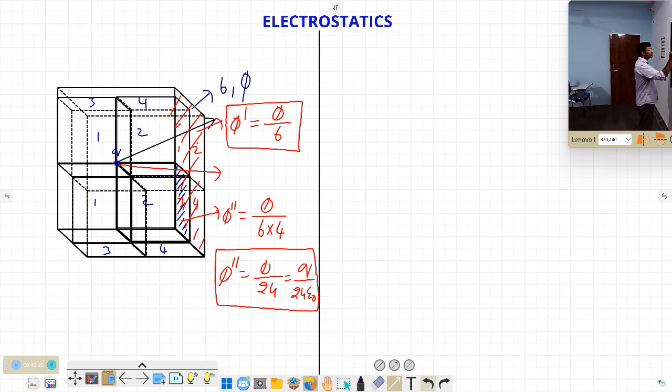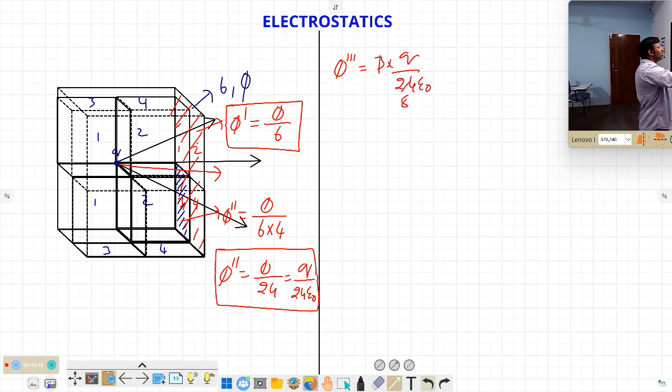First face, second face, and fourth face. Electric lines will pass like this. And across the third, the charge is already on the surface, along the surface flux is 0. So remaining 3 cubes it is passing. So flux across each face, phi triple dash, we can write as 3 times q by 24 epsilon naught. That is equal to how much are you going to get? 8 times, that is flux across each cube is equal to q by 8 epsilon naught, we can take.